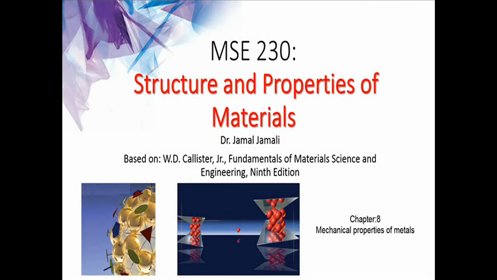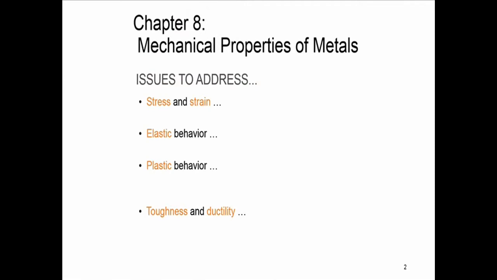Hello, this is the start of chapter 8, which is mechanical properties of metals. In this chapter we talk about what stress and strain are and how they are used instead of load and displacement or deformation. We'll talk about what elastic behavior is, which materials deform least, and when materials deform elastically.